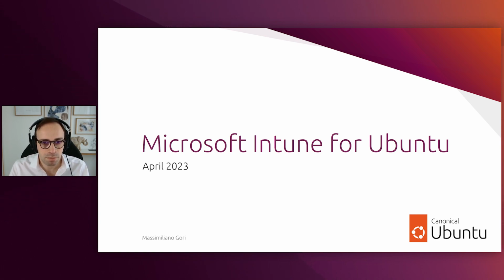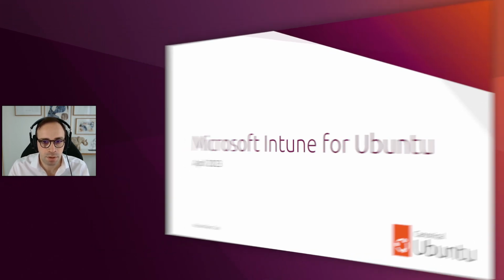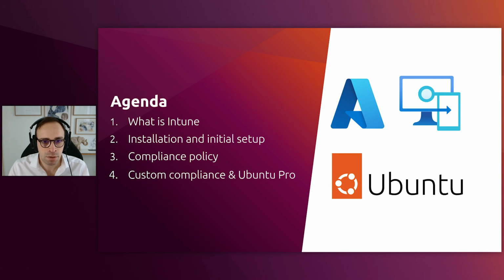At the end of last year, Microsoft released Intune for Linux with Ubuntu as their first target platform. As part of today's video, we are going to go over what Intune is and why you should use it, how to install it and complete the initial setup, how to configure a default compliance policy, and then how to configure a custom compliance policy to check arbitrary configuration, like for example, the status of Ubuntu Pro or running services. You can find more information in the Microsoft documentation, which will be linked in the description below.